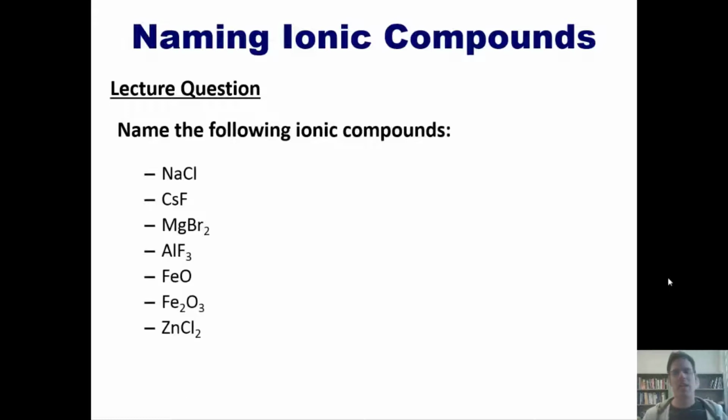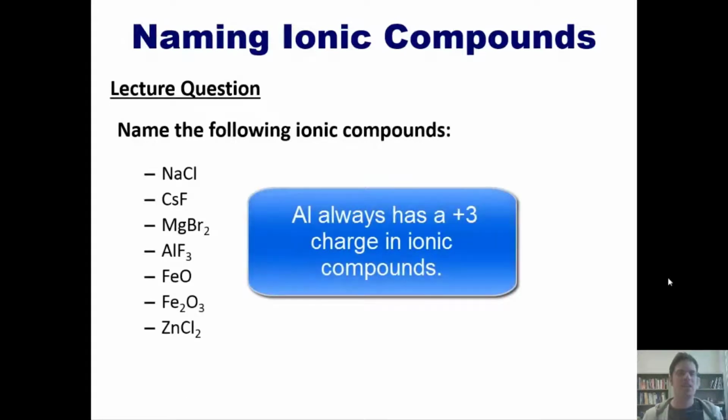One exception to that is aluminum. Aluminum always exists as having a +3 charge in all ionic compounds. So you don't need to put aluminum and then Roman numeral 3 after it. You can just say aluminum followed by the name of the anion.